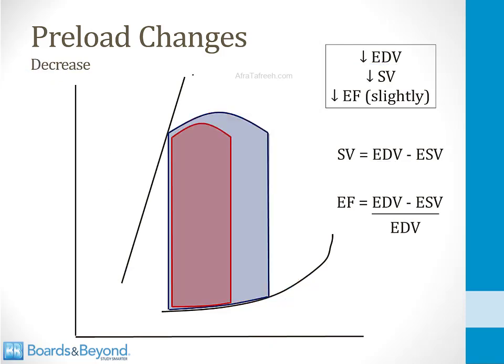And if we decrease preload, we get the opposite of the changes we described on the last slide. The end diastolic volume falls, the stroke volume falls, and the ejection fraction falls slightly. If you look at the red pressure volume loop on the screen, you can see that its width is narrower than the blue one. That tells you that the stroke volume is lower. You can also see that the end diastolic volume is here for the blue loop and it's here for the red loop. That tells you that the end diastolic volume has fallen.